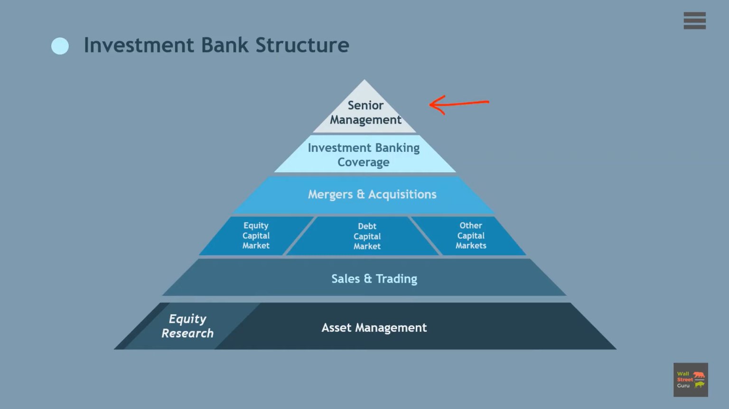Senior management. At the top of the pyramid we have senior management. Senior management includes the CEO, CFO, and others who run the entire firm. Investment banking. Investment banking is a group within the investment bank itself. The investment banking group is typically broken up into coverage, mergers and acquisitions, and capital markets.